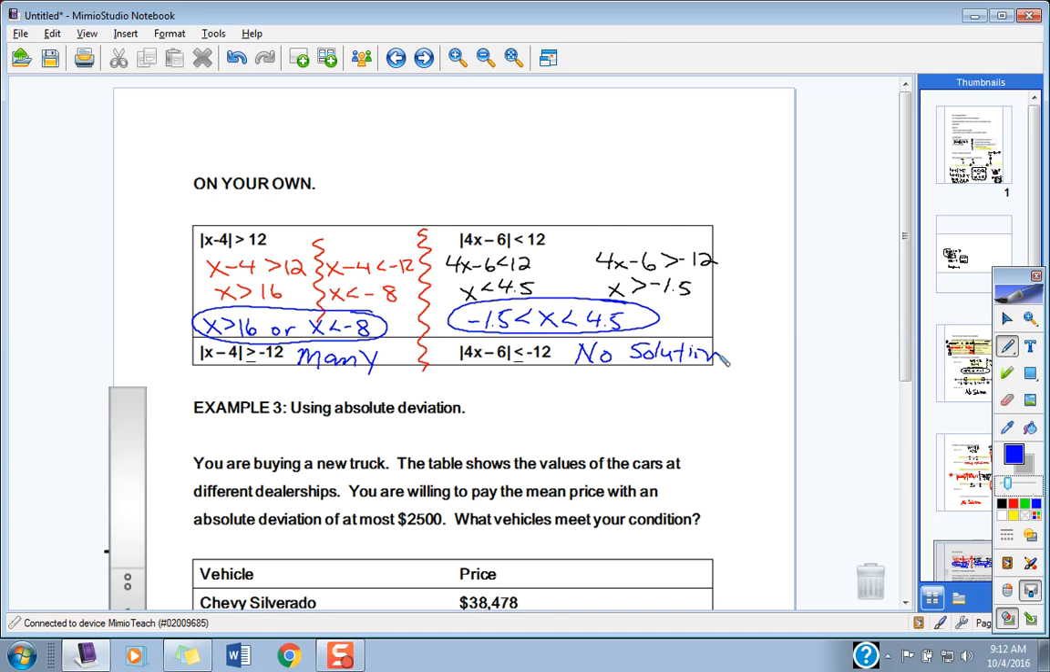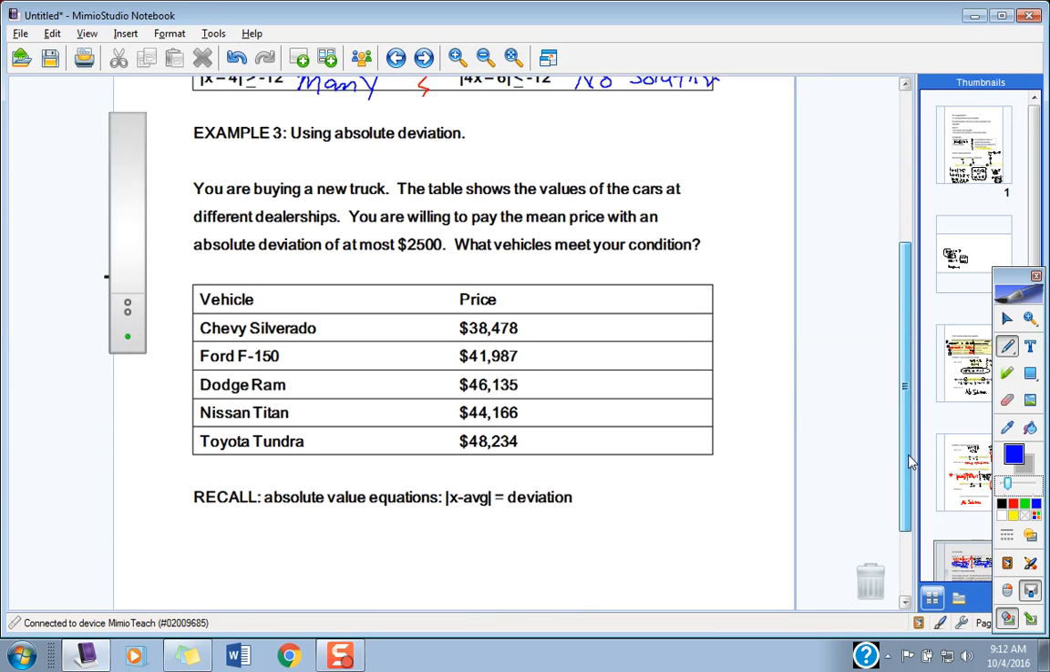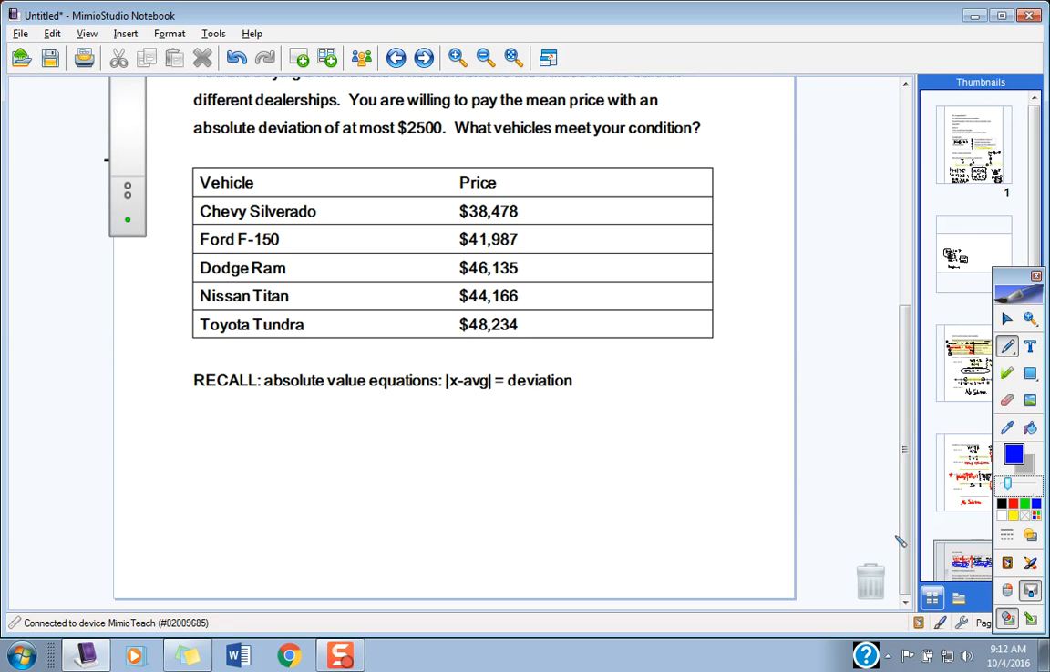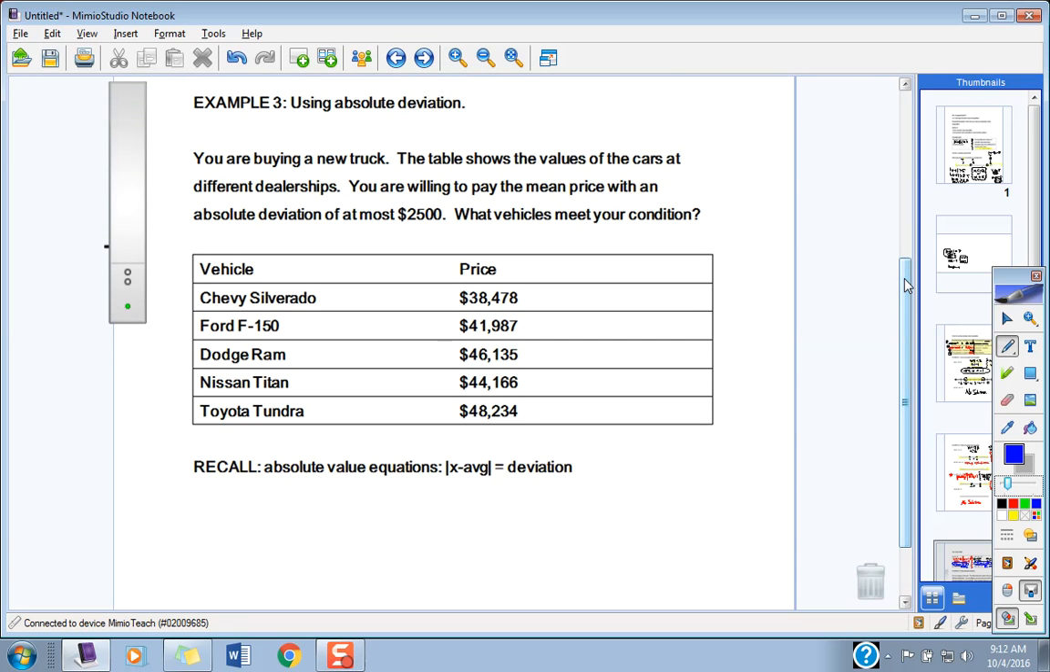All right, one last problem here quickly. Guys, here's the deal. It says you're buying a new truck. It says the table shows the value of cars at a different dealership, in this case, trucks. It says you're willing to pay the average price with an absolute deviation of what? Okay, so they're saying whatever the average price is, I'm willing to be $2,500 above that or $2,500 below it. This is kind of how car dealerships actually work. They say, what's the average price of trucks right now? We need to make a profit or we need to stay within a window where we're not going to lose too much money. It says, what vehicles meet your condition?